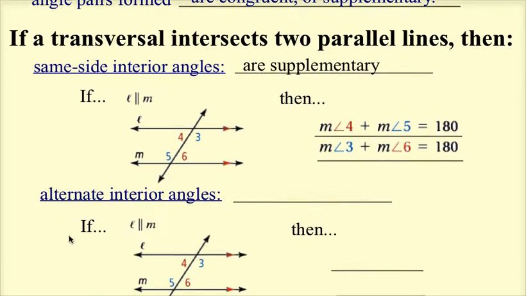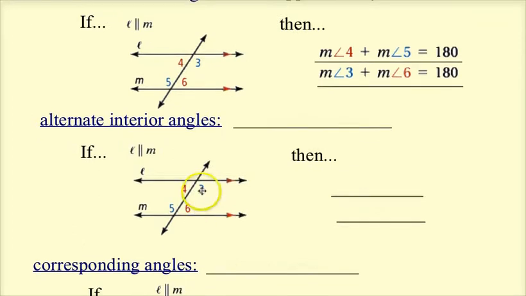Now the second thing we're going to go over are alternate interior angles. Remember, interior angles 3, 4, 5, and 6 are the ones in between the parallel lines. And again, L is parallel to M. My alternate interior angles will be 4 and 6, and 3 and 5. They are congruent to each other. So 4 and 6 are interior angles on opposite sides of the transversal. They are congruent: angle 4 is congruent to angle 6. Angle 3 and angle 5 are interior angles on opposite sides of that transversal, so they are also alternate interior angles. They are congruent: angle 3 is congruent to angle 5.